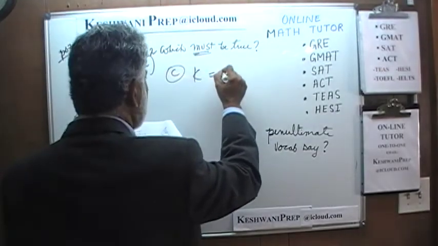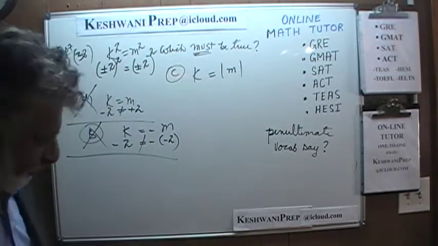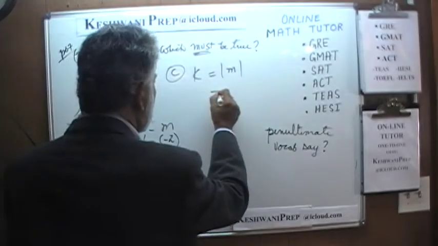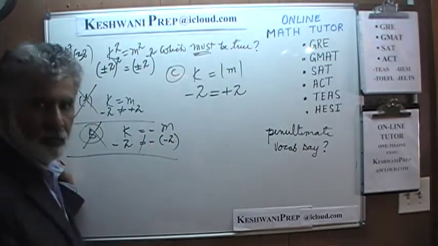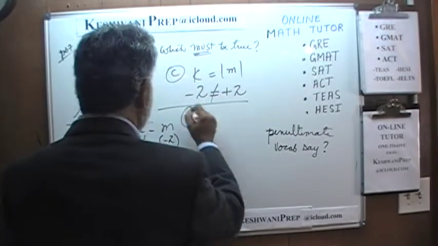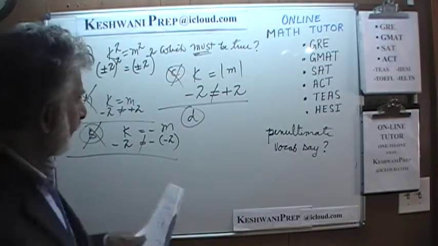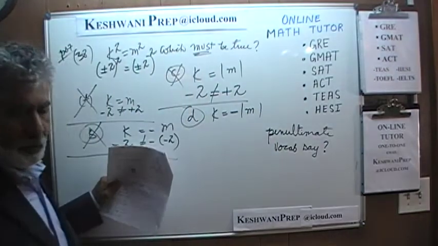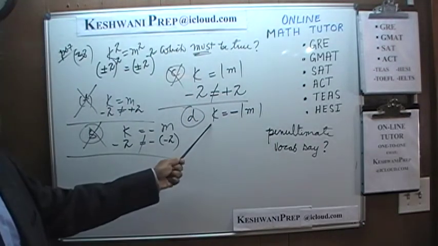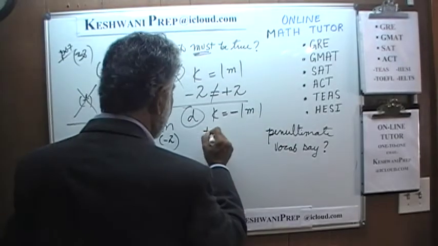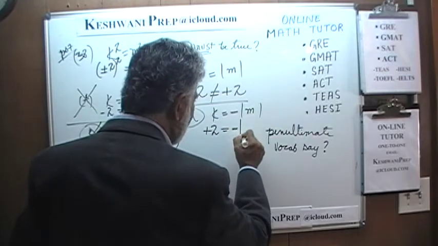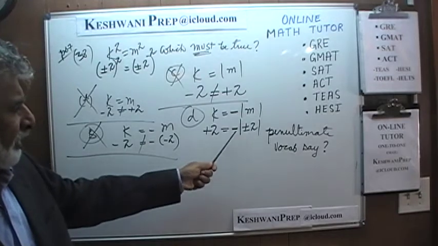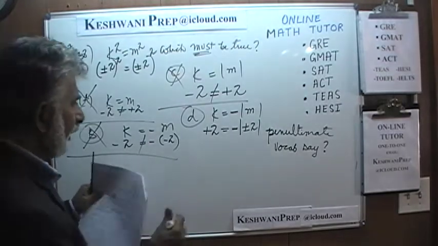C says that k is equal to absolute value of m. It doesn't matter whether m is positive or negative. This one claims that k is equal to absolute value of m. Absolute value of m is going to be positive 2. But what happens if k is negative 2? That's not going to work. D says that k is equal to negative of absolute value of m. That will only be true if k is negative 2. But what if k is positive 2? If k is positive 2, then negative of absolute value of m, whether m is positive or negative, it doesn't matter. We put a negative in front of it, it becomes negative. It is no longer true.